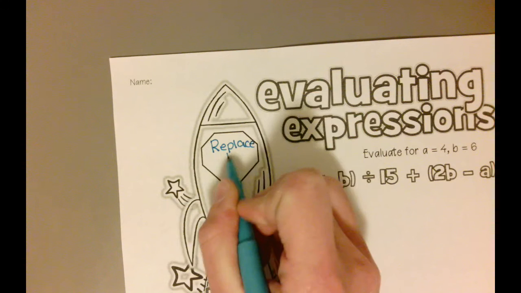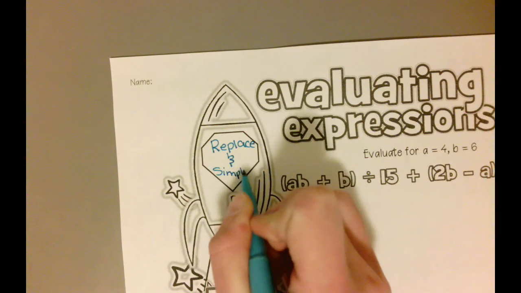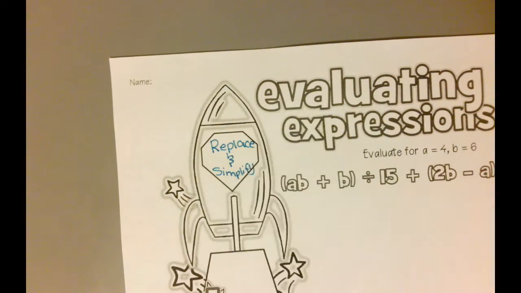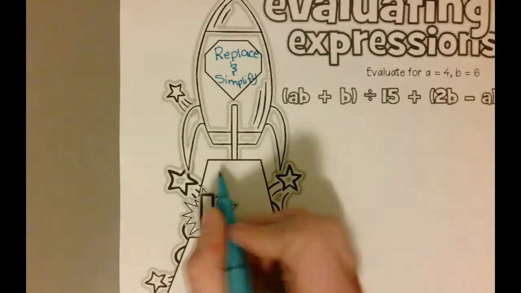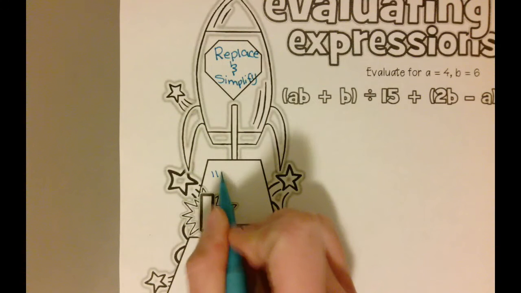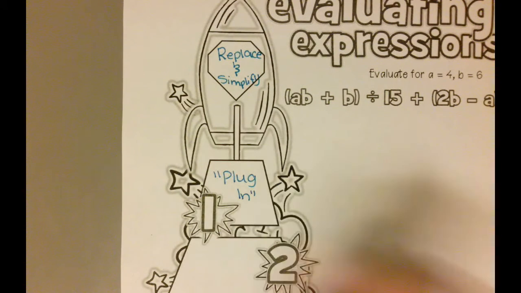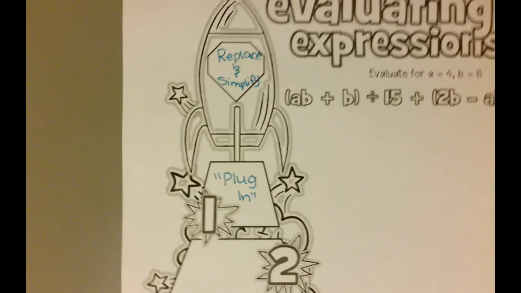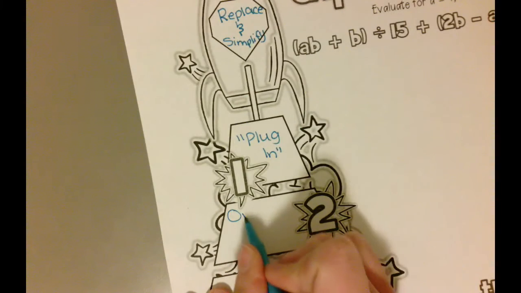replace and simplify. Okay. Excuse my messy handwriting on that. All right, first step, you are going to plug in your variables. Step number 2, follow your order of operations.